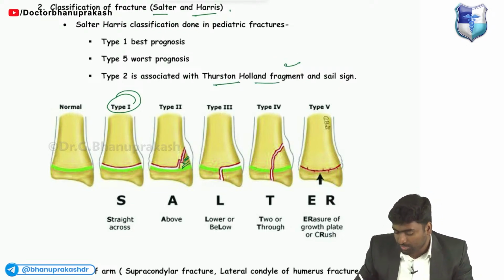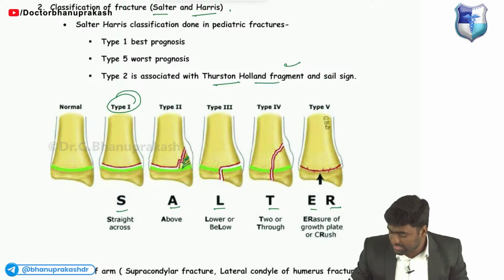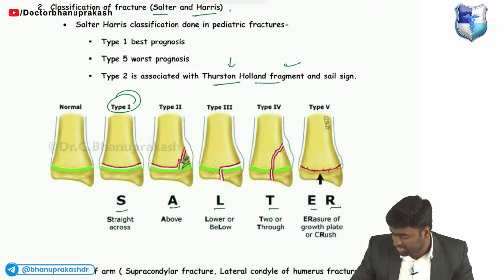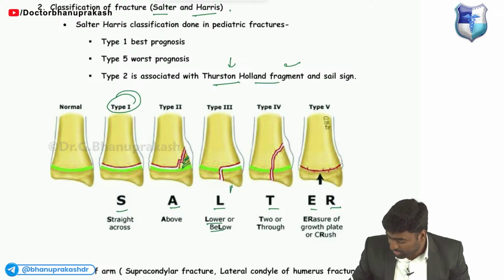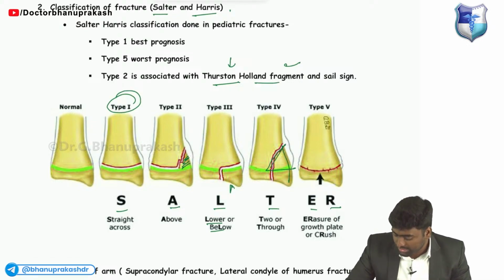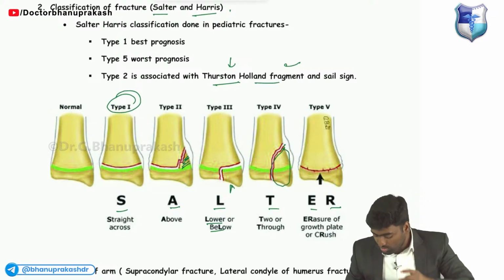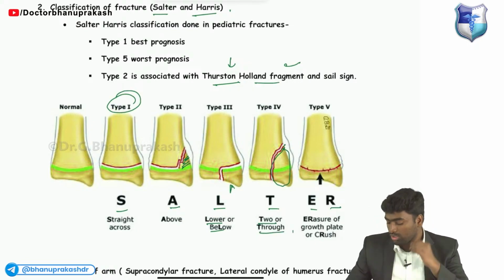You know this mnemonic as SALTER. S for straight across, A for above, which has the fragment known as the Thurston-Holland fracture, and L for low, which involves the lower part. It is the third one. Whereas in the fourth, imagine it is a 4. If you are able to see a fragment above, but both sides, above and below, are involved, it is type 4.